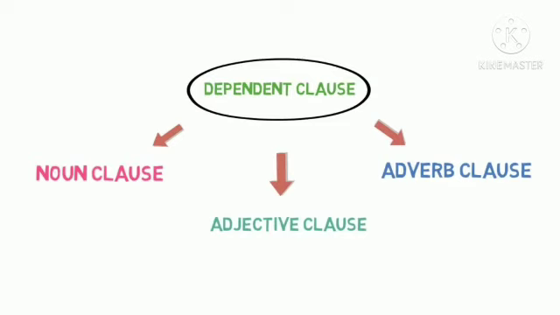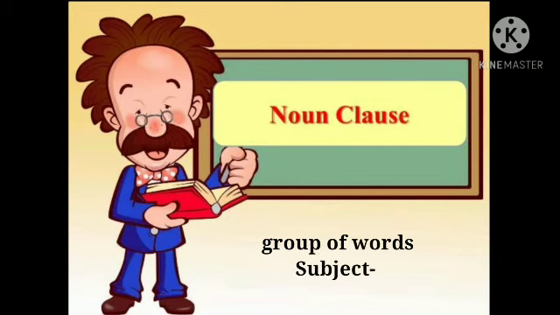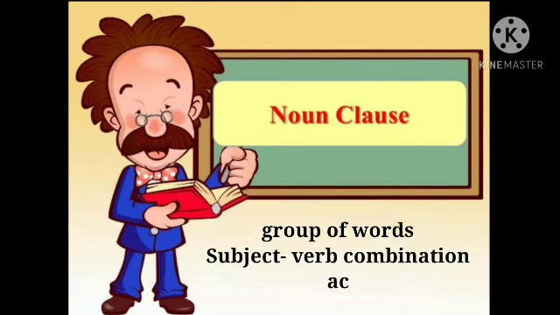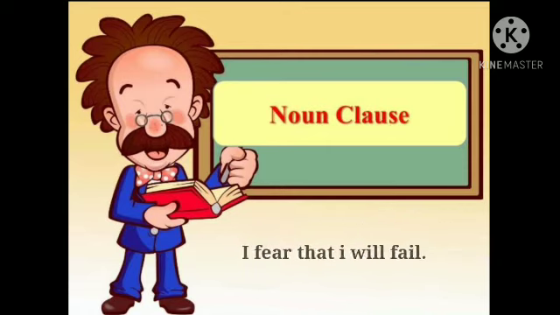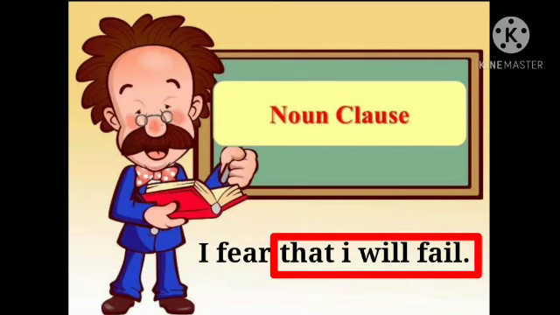Dependent clauses can further be divided into three types: noun clause, adjective clause, and adverb clause. Let us discuss about them in detail. Noun clause. Noun clause is a group of words which contain a subject and a verb of its own and does the work of a noun. For example, I fear that I will fail. Here, that I will fail is a clause as it is a group of words having subject and verb. And the whole clause is acting as an object of the verb fear.